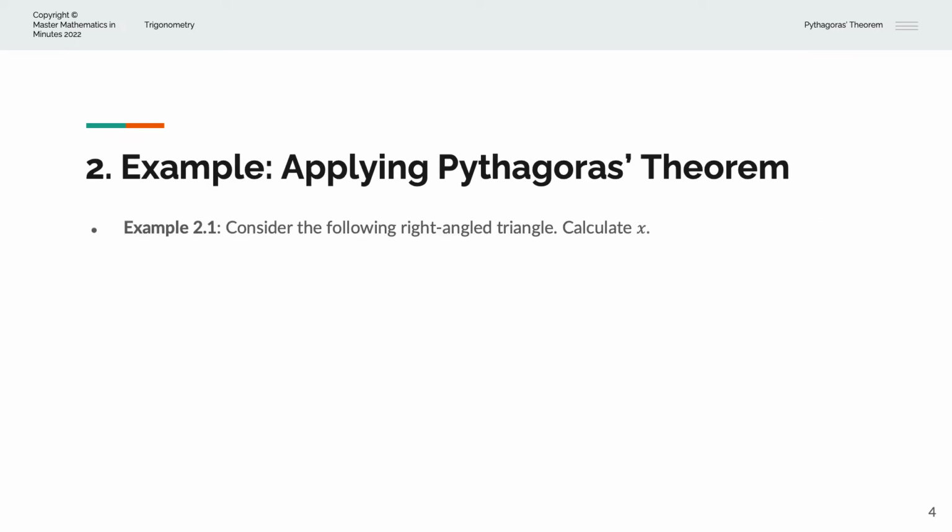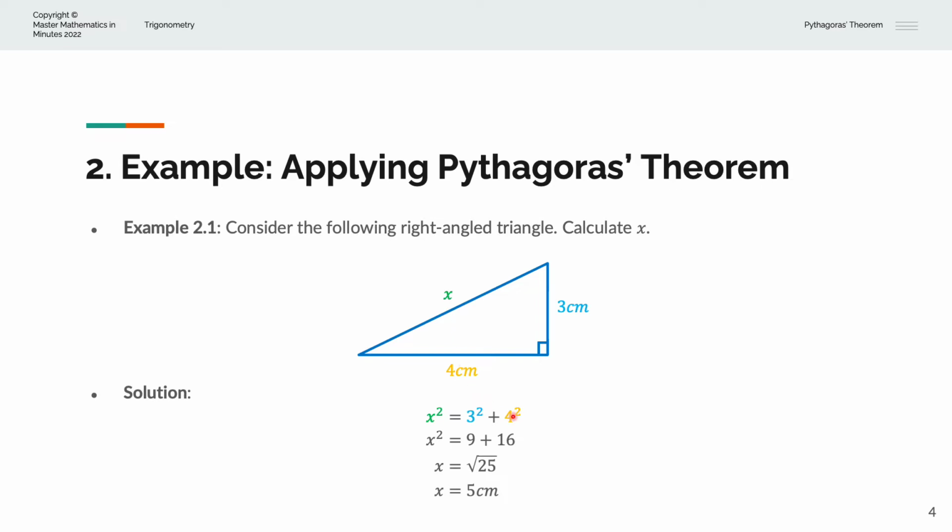In the first example, we're asked to consider the following right-angled triangle and calculate x. So x is the hypotenuse of the triangle, because it sits opposite the 90-degree angle, and it is also the longest side of the triangle. According to the Pythagoras theorem, x squared is equal to 3 squared plus 4 squared. 3 squared is 9, and 4 squared is 16. So x is equal to the square root of 25, and x is equal to 5 centimeters.